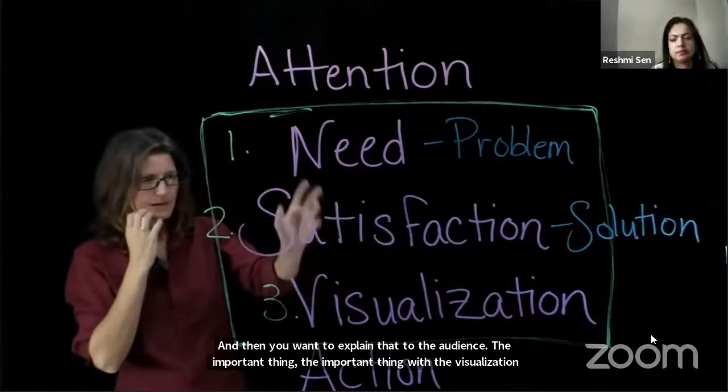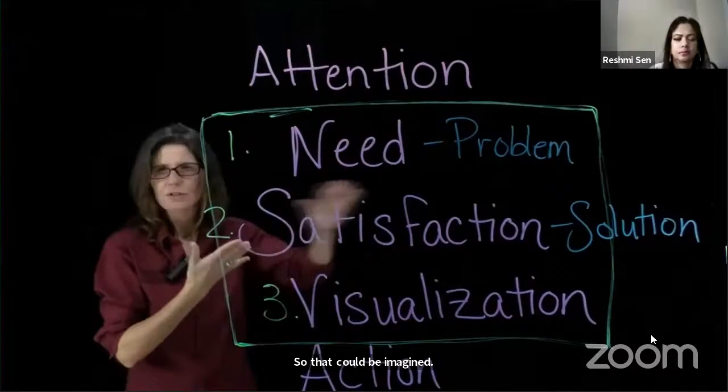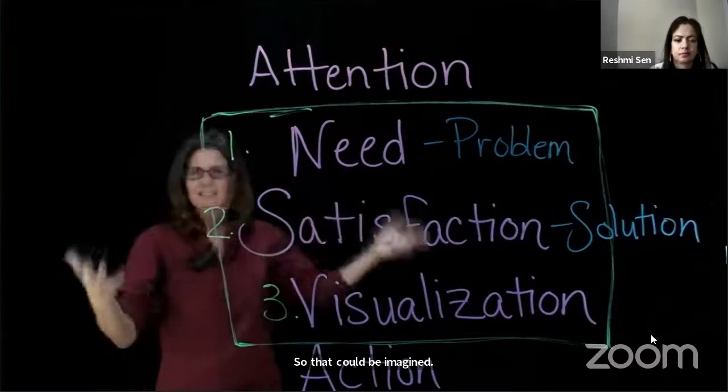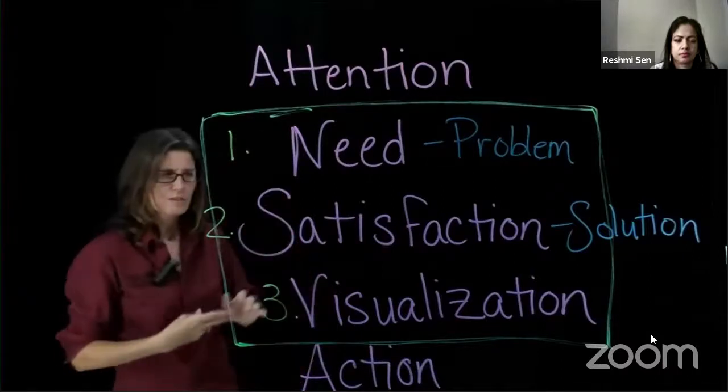So, the visualization step. The first way to do it is the positive method, talking about positive solutions. You're a good audience, you put the solution into action. This is how we're going to make things better. The second way to do the visualization step is the negative method.